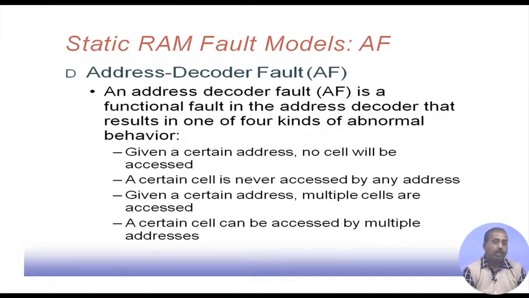The third type of fault that can come is that, given a certain address, multiple cells are accessed. So, several cells are getting selected simultaneously. That is also an address decoder fault. The fourth is that a certain cell can be accessed by multiple addresses. Multiple addresses select the same cell location. So, that is also a type of fault. In the address decoder we can have these four types of faults.